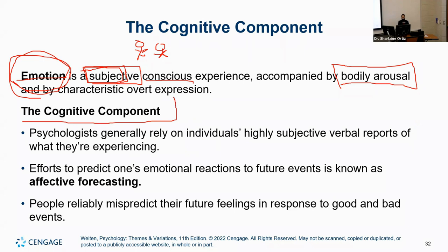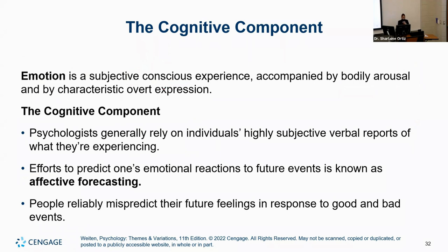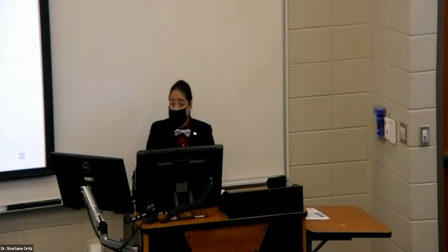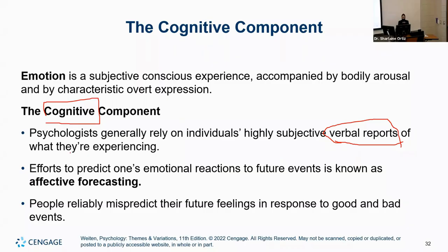Let's talk about the cognitive component. Now, generally, one of the ways that we look for that cognitive component is through verbal reports. We can think about a subjective assessment, right? A projective assessment, such as the TAT, that you saw earlier. Or we can use an objective measure, say, for instance, the Beck Depression Inventory, asking a question directly. And the intent is so that I have the ability to understand what that client and that patient is experiencing.